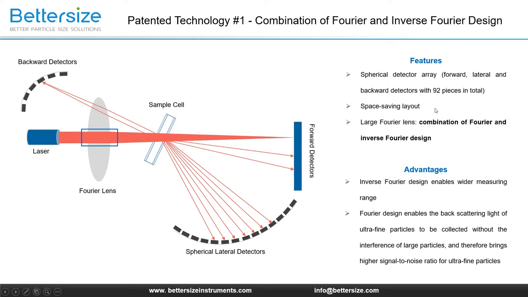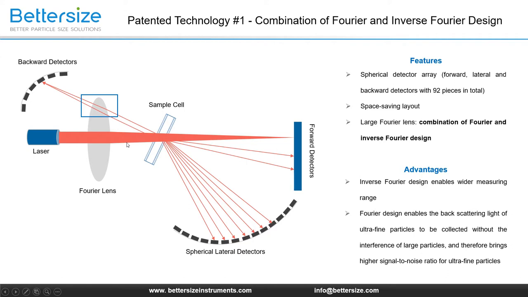On the one hand, it can increase the total amount of light transmitted, thereby enhancing the intensity of the scattered signals. On the other hand, with a larger lens, the scattered light angle of the detector is larger, increasing the detection range of the instrument. However, the most important thing is that one Fourier lens has two uses. The center part of the lens collimates the laser while the upper part converges the scattered light. And this feature brings a unique combination of Fourier and inverse Fourier design in the Bettersizer 2600.